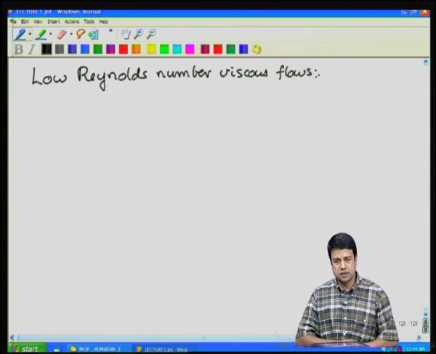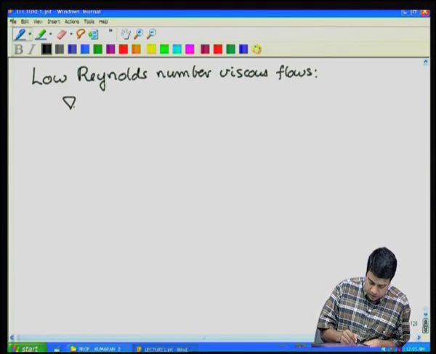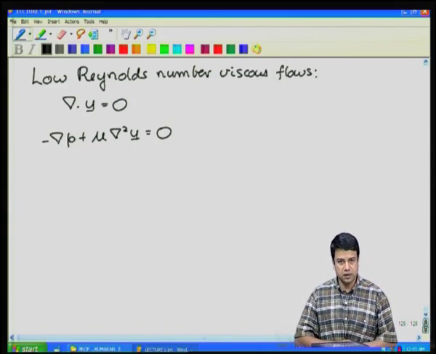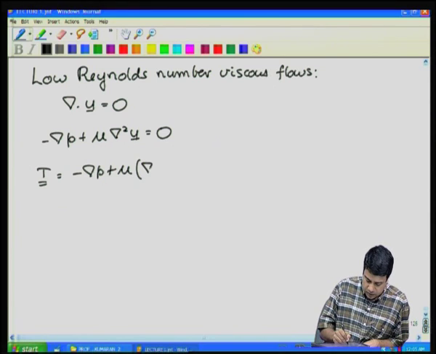These are also called viscous flows or creeping flows, and the fundamental equations for these flows are basically the mass conservation equation and the momentum conservation equation, where we neglect completely the inertial terms in the conservation equation. And the stress tensor is given by minus the gradient of the pressure plus mu into grad u plus grad u transpose.